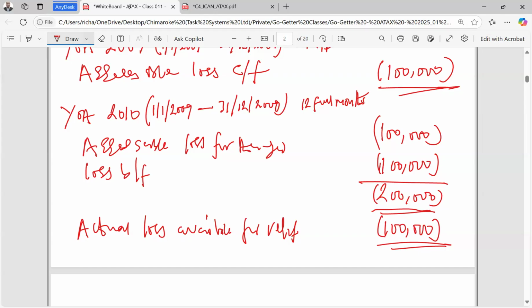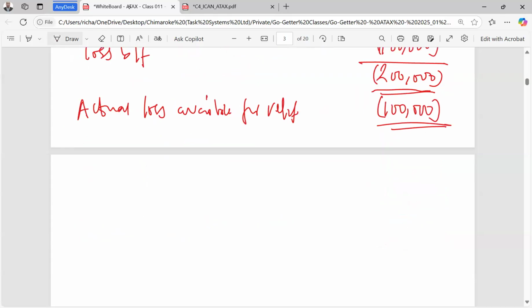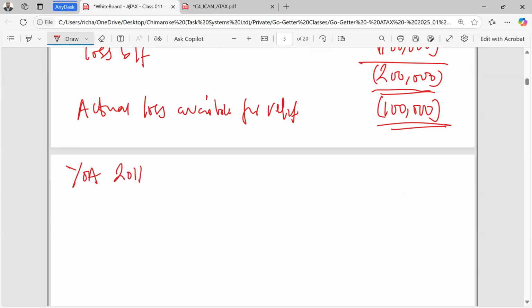Now the next year, being 2011, year of assessment 2011, which is the third year, that is when the preceding year basis takes effect. And it will end on the account year end. That is when the account year end comes to life. So what do I do? I usually write the account year end first. It is going to be 31st December, preceding year basis. So this is 2011, so here will become 2010.